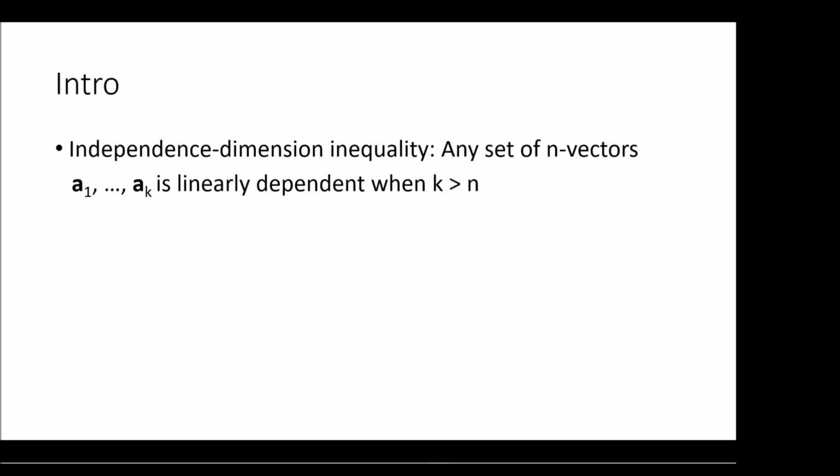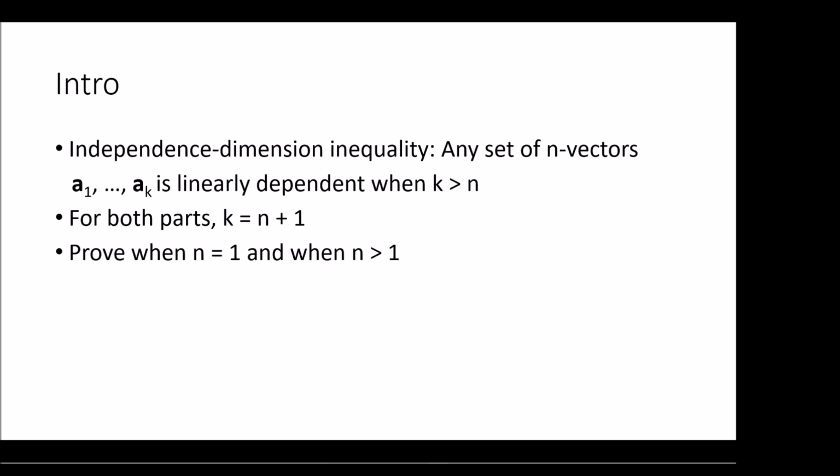To start things off, the Independence Dimension Inequality states that any set of n vectors, such as a1 through ak, is linearly dependent when k is greater than n. That is to say, when the number of vectors in the set is greater than the dimensionality of those vectors. For simplicity's sake, in both parts of the proof, we will be setting k equal to n plus 1.